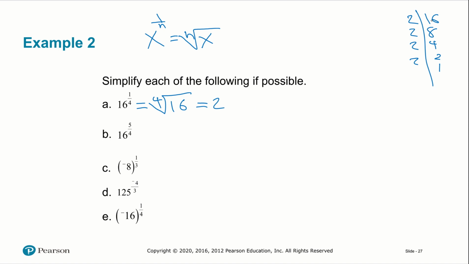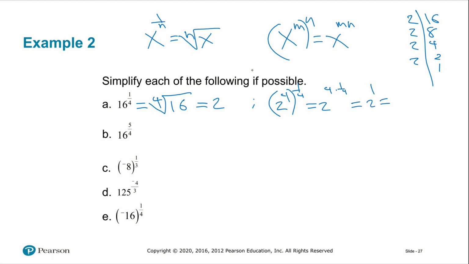Another way you could have handled that is you could have written the 16 as 2 to the 4, right? And then you're raising to the power of 1/4, then you could have used the power rule. x to the m to the n equals x to the mn, right? So here we get 2 to the power of 4 times 1/4. 4 times 1/4 is, of course, 1. You get 2 to the 1, which is 2. So both methods are valid.